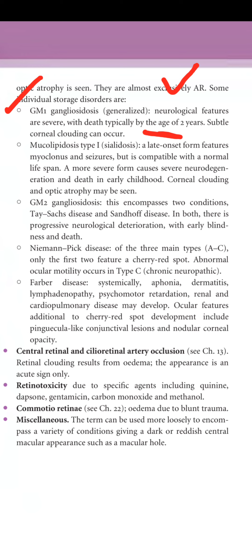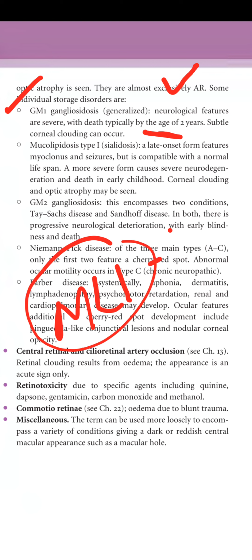Mucolipidosis type 1, sialidosis, a late onset form, features myoclonus and seizures. So ML1 will show myoclonus and seizures, but is compatible with a normal lifespan. A more severe form causes severe neurodegeneration and death in early childhood. Corneal clouding and optic atrophy may be seen. So in this type, the corneal clouding and optic atrophy will also be seen.